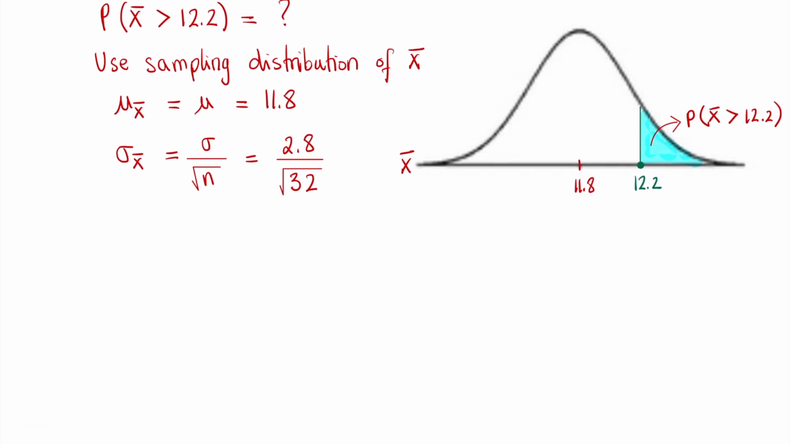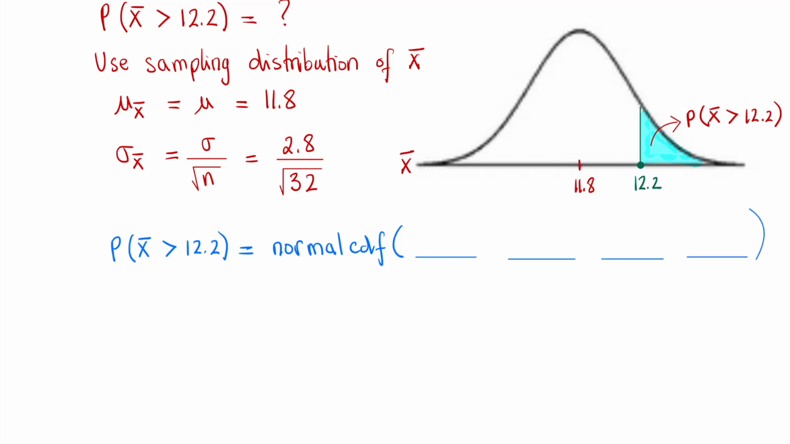To find this probability, we'll use normal CDF on the calculator. So we have probability of X bar is greater than 12.2 equals normal CDF. Remember that normal CDF always takes 4 values. The first one is the lower bound. The second one is the upper bound. The third one is the mean. And the last one is the standard deviation.